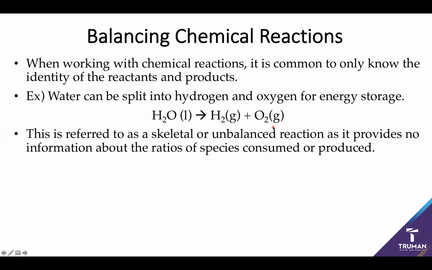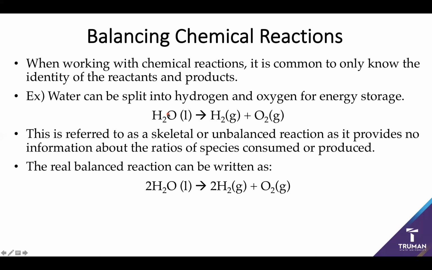However, in order to actually make use of chemical reactions, we need to know exactly how much hydrogen and how much oxygen is being produced and how much water I need to make the reaction work. So for that, I need to have a balanced equation. So it turns out in order to have an equal number of hydrogens and oxygens on both sides, I'm going to need 2 water molecules to produce 2 hydrogen gas molecules and 1 oxygen molecule. 4 hydrogens, 4 hydrogens, 2 oxygens, 2 oxygens. Always worth counting the number of atoms on both sides just to make sure that you're good.